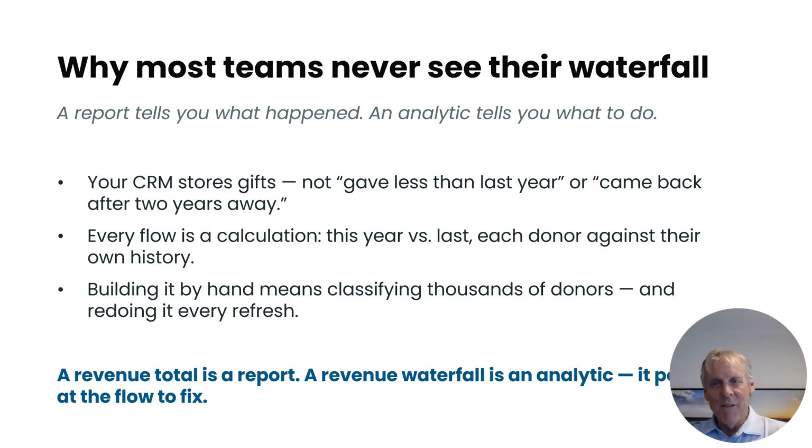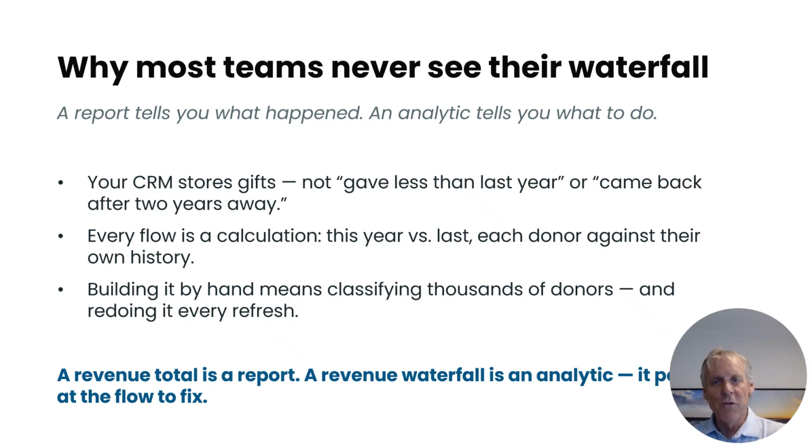So why doesn't everyone have this chart? Because none of these flows are sitting in your database waiting to be exported. Your CRM stores gifts. It does not store "this donor gave less than last year," or "came back after 2 years away," or "this is a first-time gift." Every one of those is a calculated comparison. This year against last, each donor against their own history. Building the waterfall by hand means classifying thousands of donors and redoing it every time the data changes. That's a research project nobody has time for.